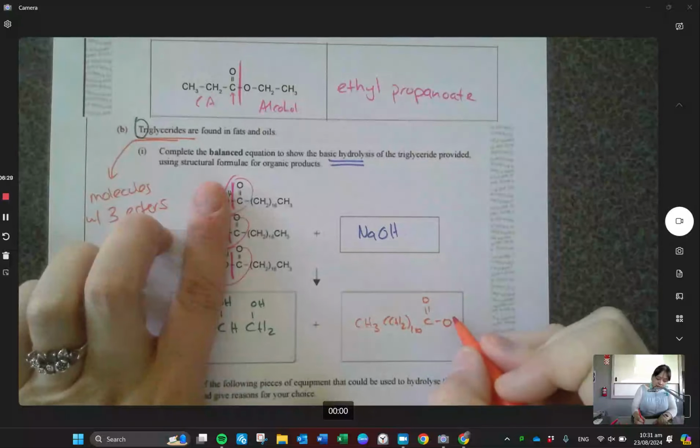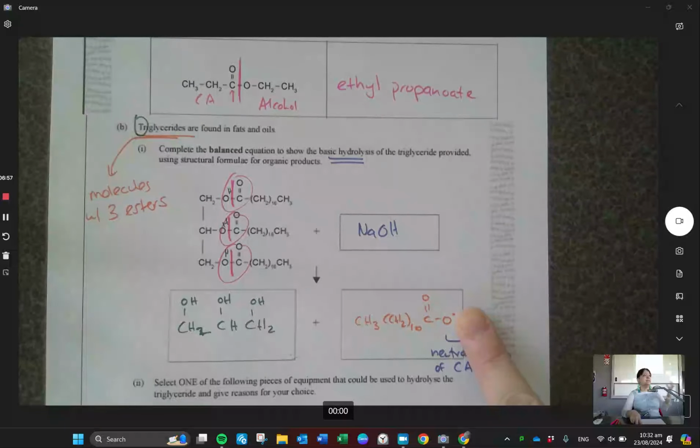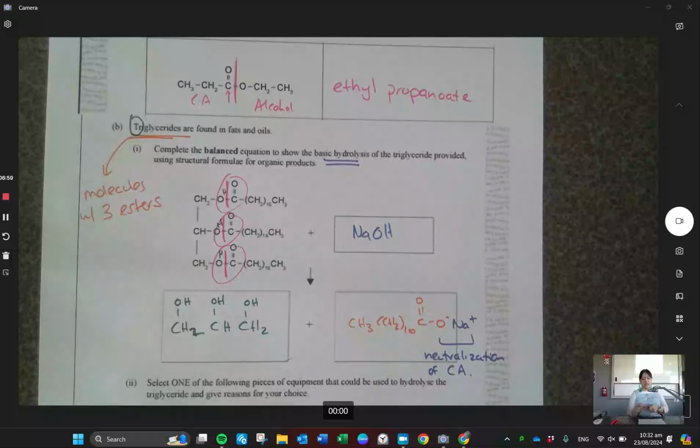If this was in acidic conditions, then I wouldn't have the Na, I would just have it as the OH, as a normal carboxylic acid. But because it's in basic conditions, I have to neutralize the carboxylic acid. So that is a very kind of standard triglyceride question. They can ask you to break it, and they can ask you to make it. So be mindful that you have to be able to do this question in both directions.